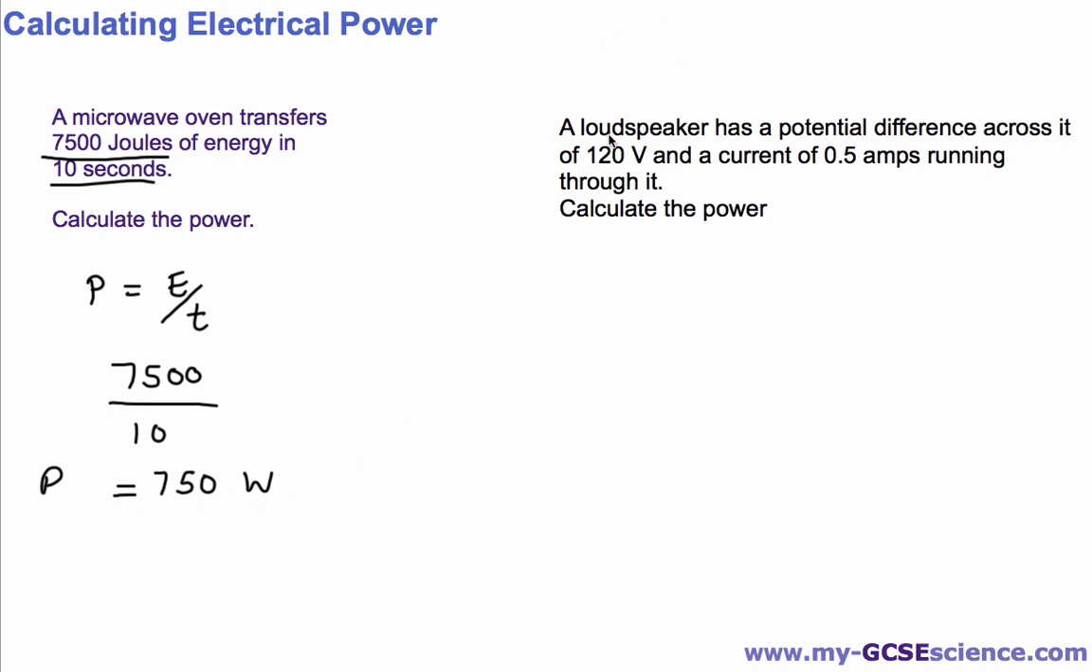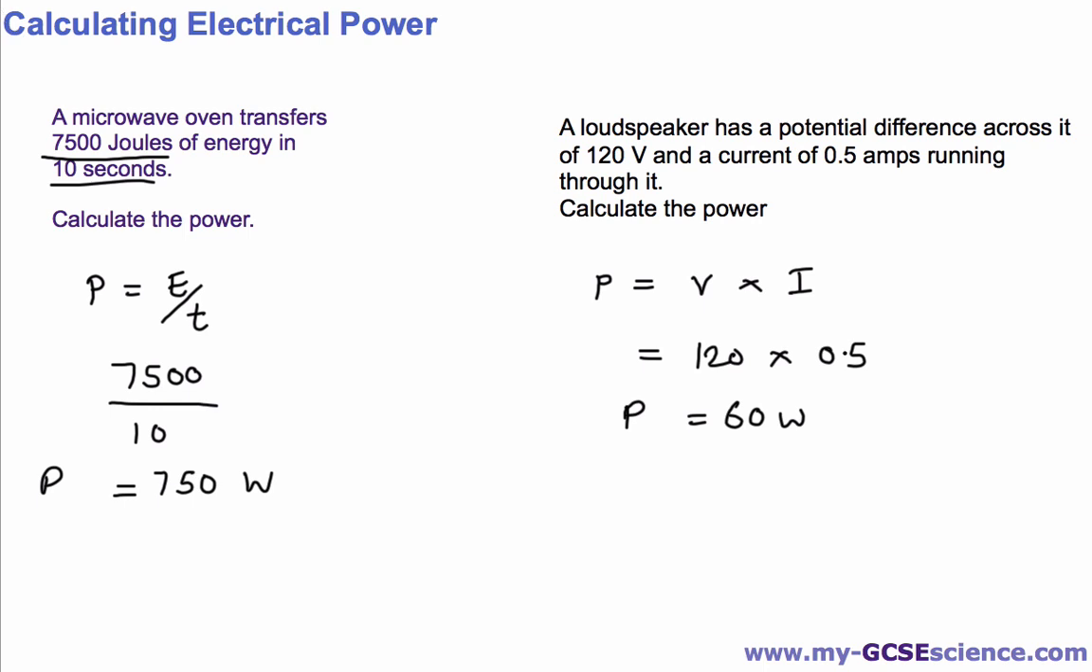So the next question here, a loudspeaker has a potential difference across it of 120 volts and a current of 0.5 amps. If you're thinking ahead, you probably got this already. It's the other formula, power equals potential difference times current. Again, remember you'll be given these, so you won't have to remember them. But that's just a simple case of 120 times 0.5. So the power of this loudspeaker is 60 watts.